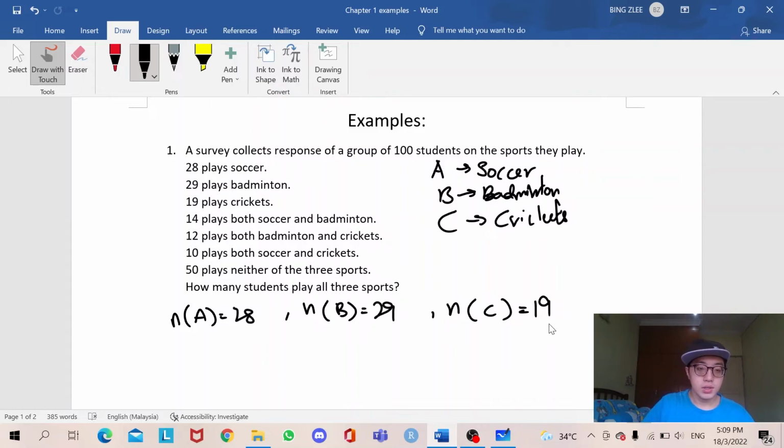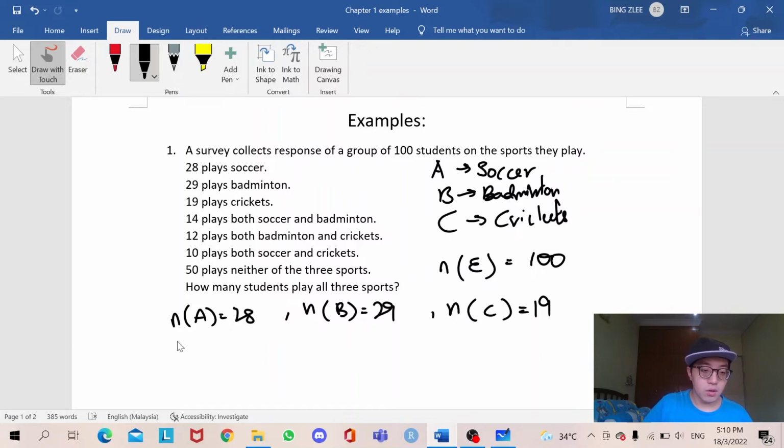All right. So from here, we know that a group of 100 students means the universal amount. I think I'll not do the fancy one, I'm just going to go with the easy one. All right. The number of universal elements is 100. This is something to take note of.